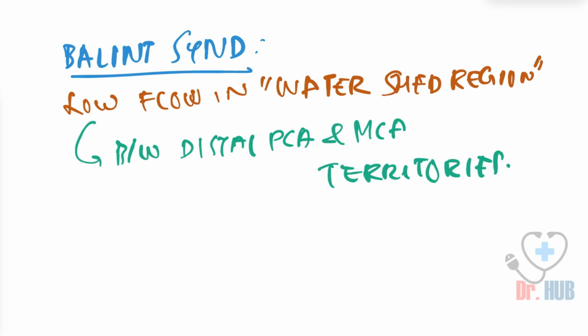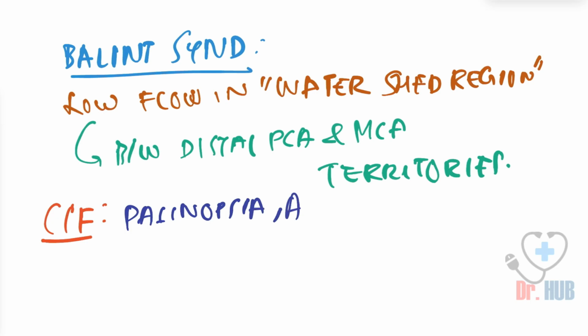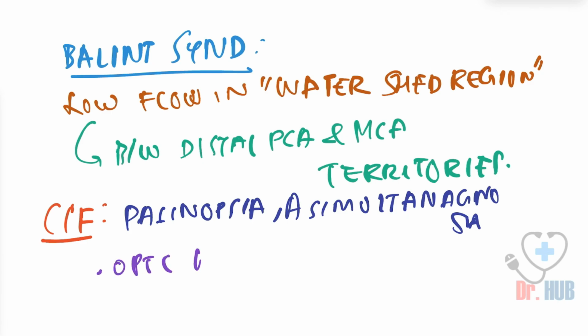So what are the clinical features? The clinical features include palinopsia, simultanagnosia, optic ataxia, and ocular apraxia.